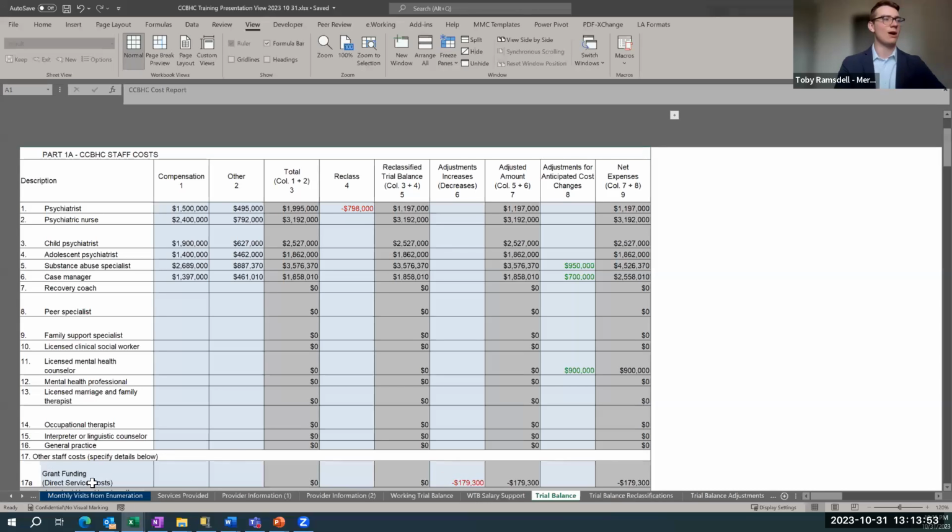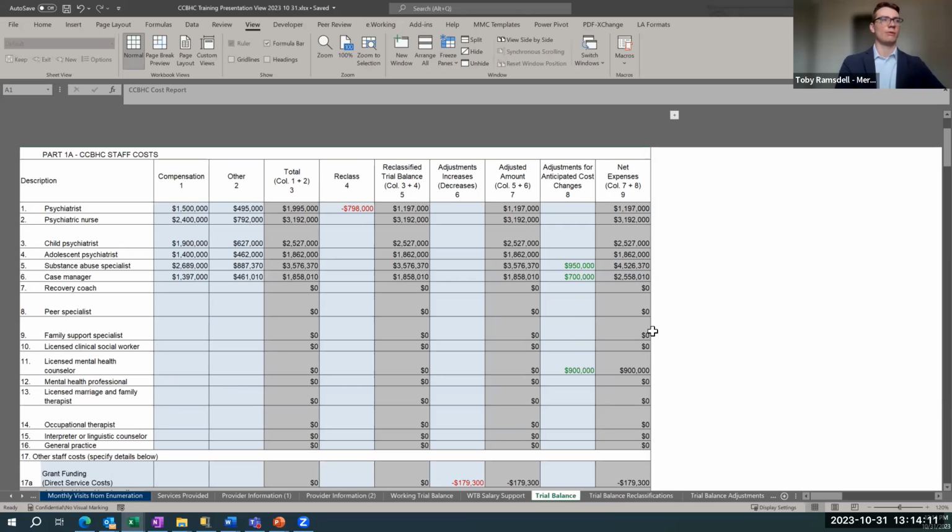Just know that for now, I'm removing some grant funding that covers CCBHC services. Again, I want to avoid duplicative payment, so the PPS rate can't cover what grants will be covering. Those costs shouldn't be double covered.